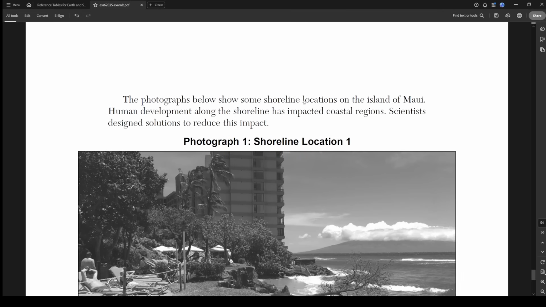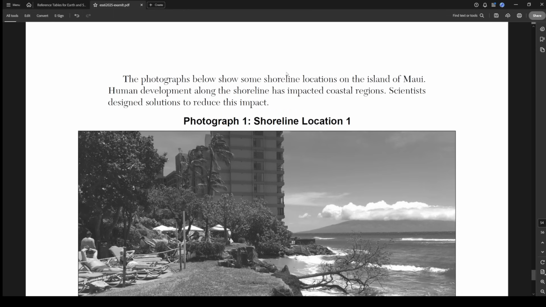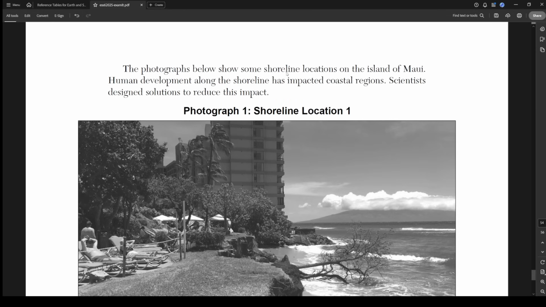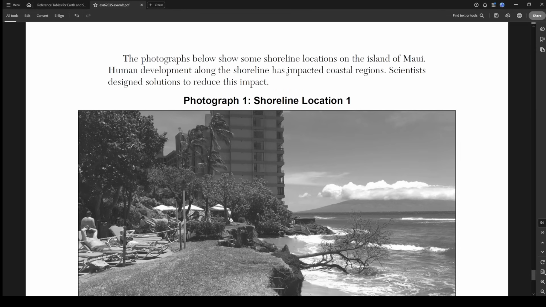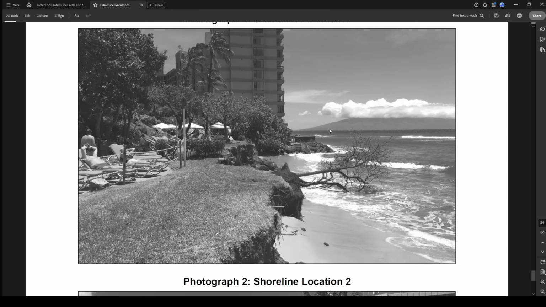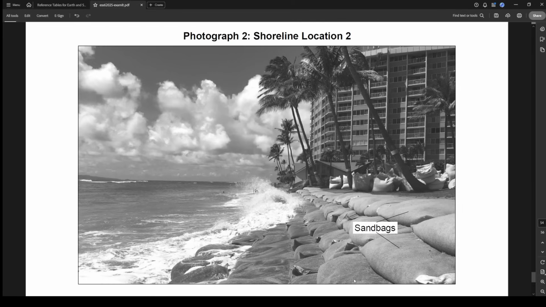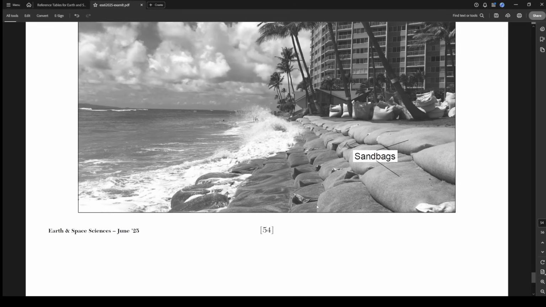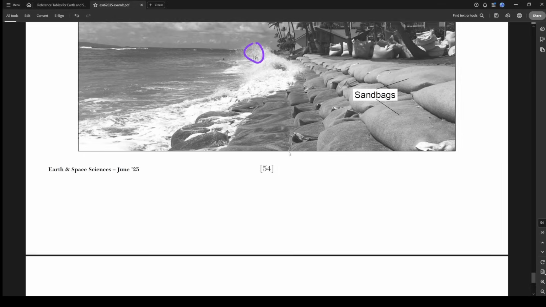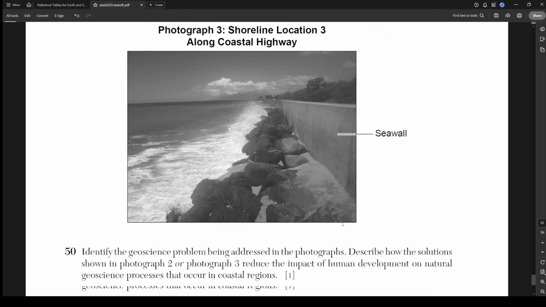All right, guys, we made it. It's going to be the last question. The photographs below show some shoreline locations on the island of Maui. Human development along the shoreline has impacted coastal regions. Scientists designed solutions to reduce this impact. Okay, so we have a shoreline collapsing. And then what? Oh, they put sandbags there. Okay. Is that a surfer? Oh. And then let's look at 3. Oh, and they put a wall.